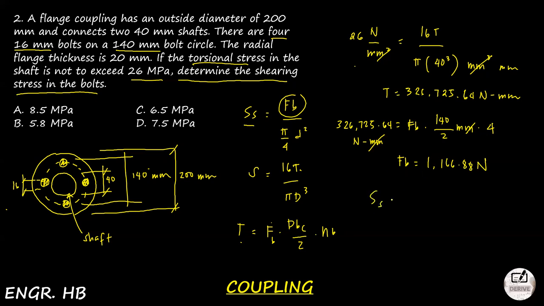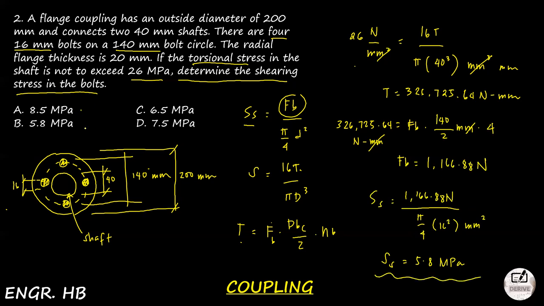So that was SS is equal to 1,166.88 newtons divided by pi over 4 times 16 squared. So that was mm squared. So newton per mm squared is megapascals, kagaya ng nasa choices. So the final answer is 5.803 or 5.8 megapascals. So meron ba siya sa choices? 8.5, 5.8, 6.5, 7.5. Ayun, walang nagkamukha sa choices. So malinaw, the answer is B, 5.8 megapascals.